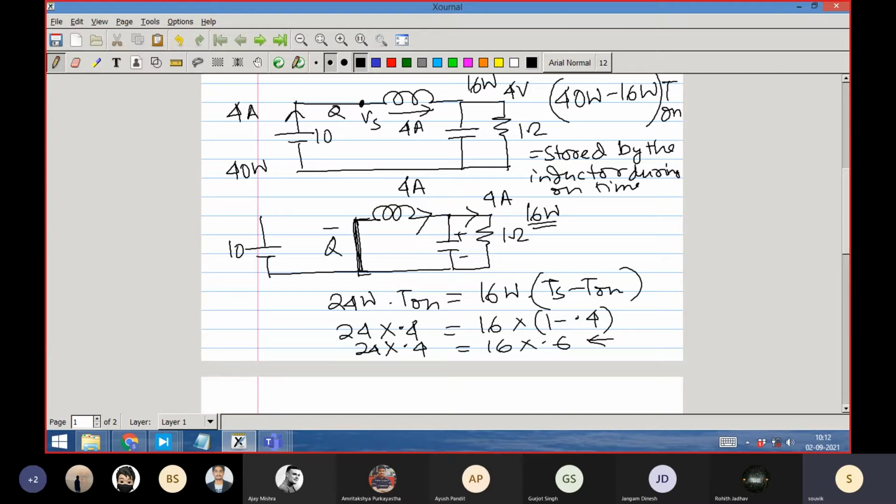So this is the way the energy balance is occurring in the inductor. This is the role the inductor is playing. It is storing in one switching state and delivering in another switching state, whatever is required by the load.